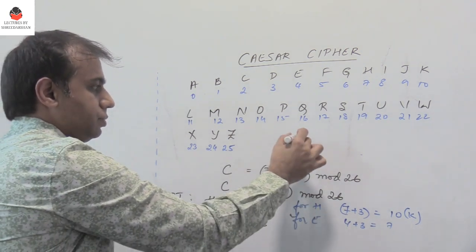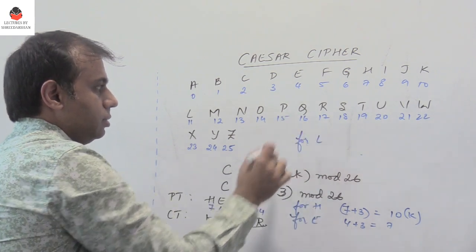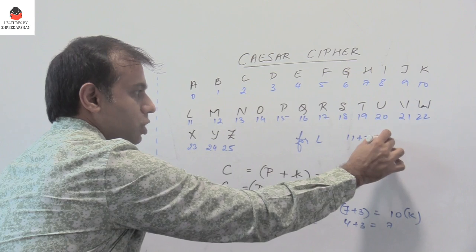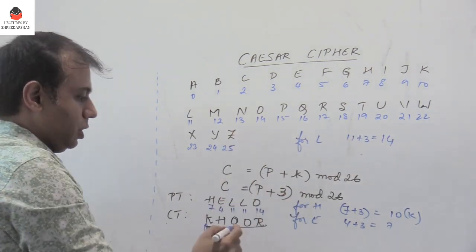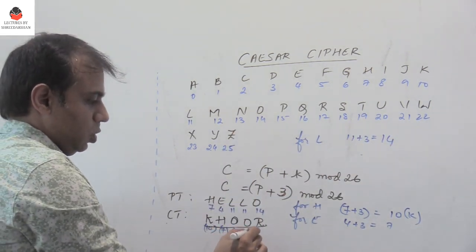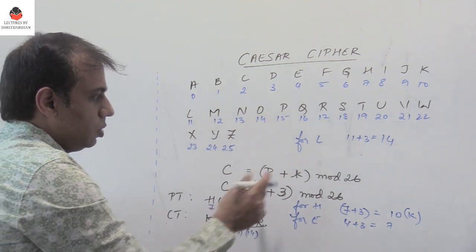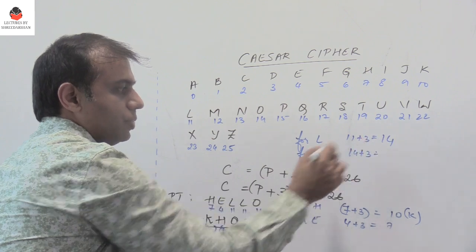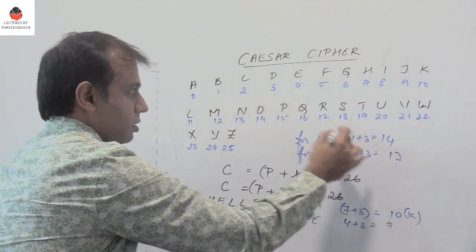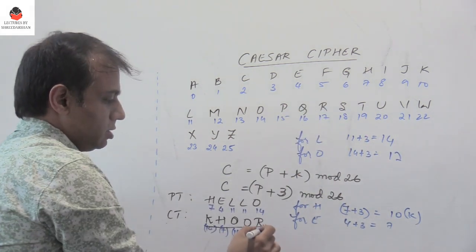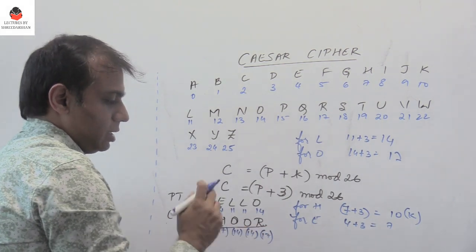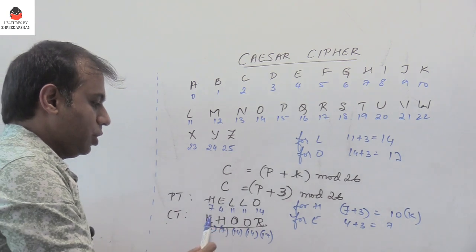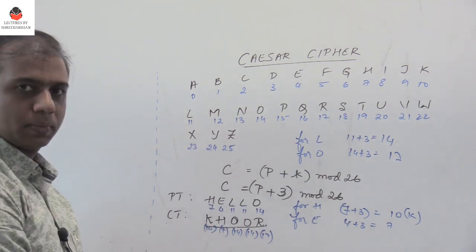For L, L is 11. So 11 plus 3 is 14. So what is 14? 14 is O. Similarly O. For O, you have 14 plus 3, which is 17. So 17 is represented by the character R. So therefore, the ciphertext for HELLO is KHOOR.